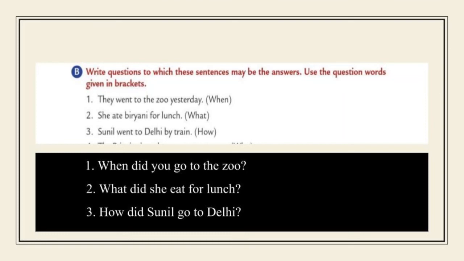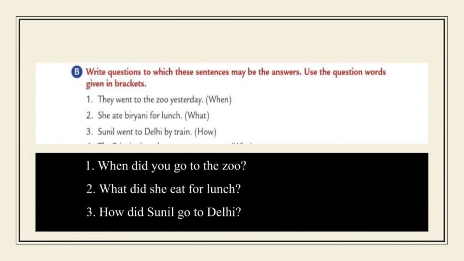We don't want to write the verb went here. When we are using did, we should write the present form. Okay, when did you go to the zoo? At the end of the statement, put a question mark. Let's move to the second one.